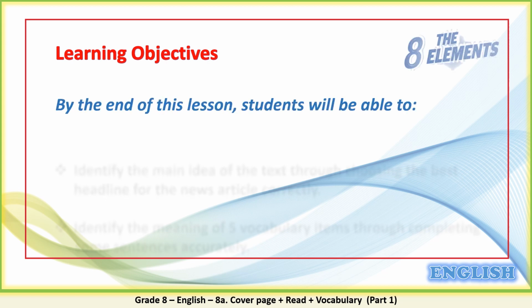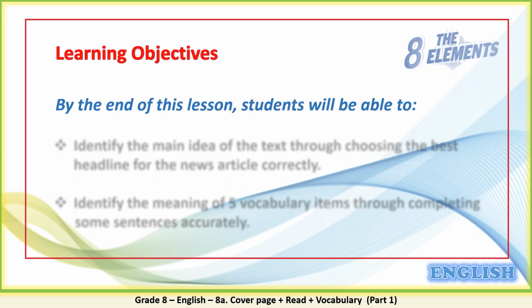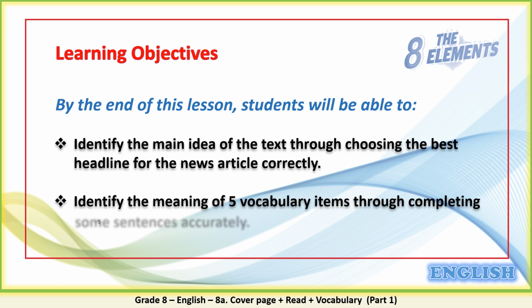Let's get started with the learning objectives. By the end of this lesson, you will be able to identify the main idea of the text through choosing the best headline for the news article correctly. Identify the meaning of 5 vocabulary items through completing some sentences accurately.